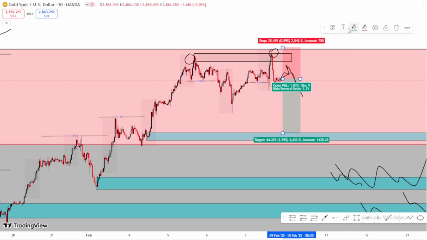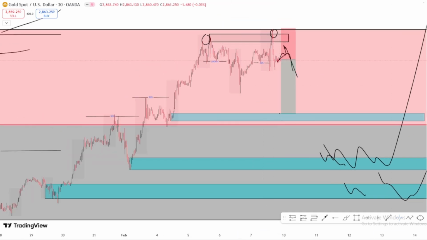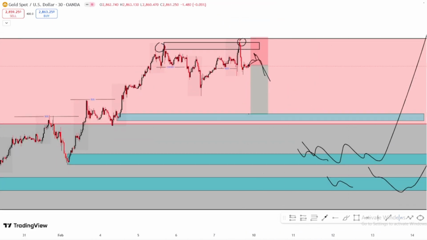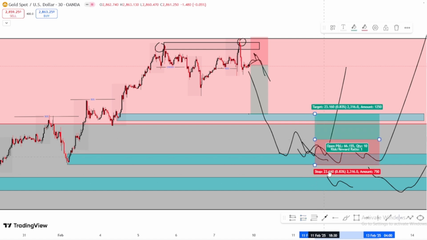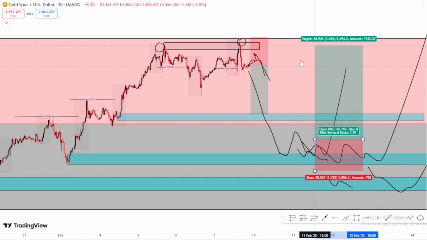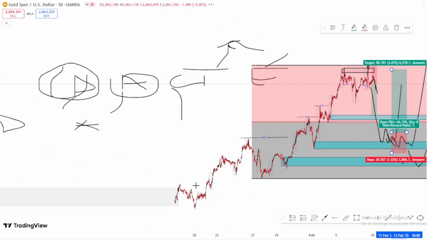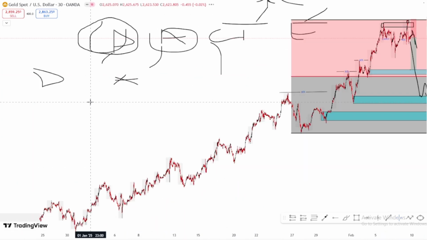Somewhere around here. And if price is able to manage and then come down into this zone, we want to see price come into the zone, do something like this, then we take the buy to the upside. So that is what we are looking out for on this one. Let's go to some other area. Let me show you an example somewhere else.